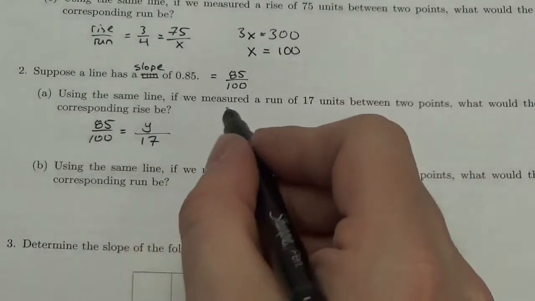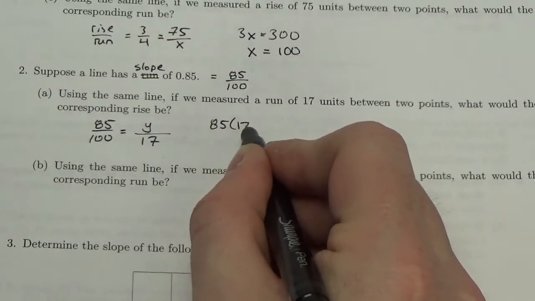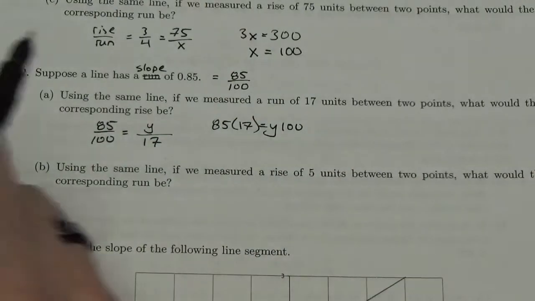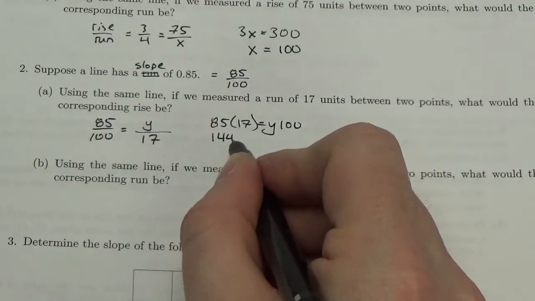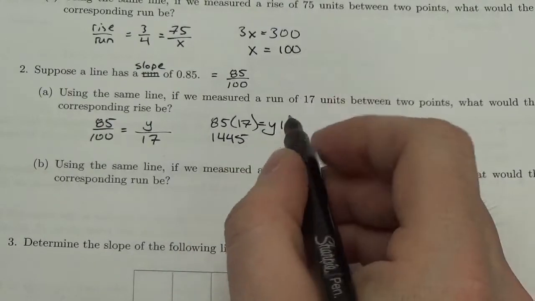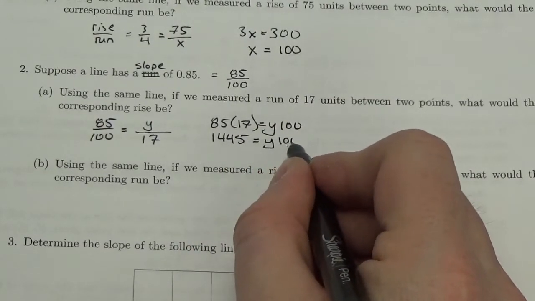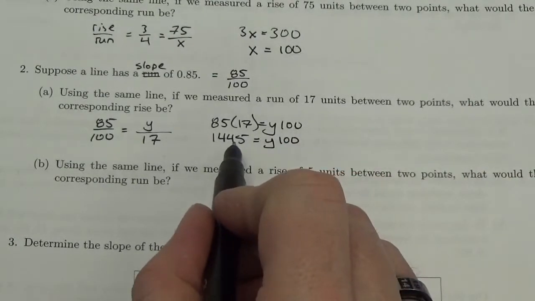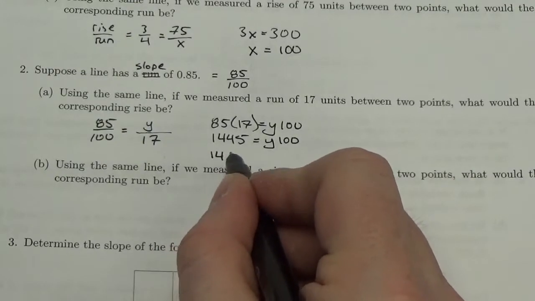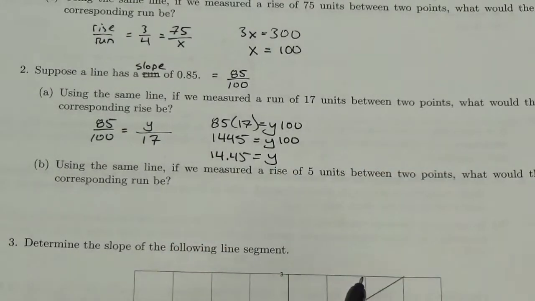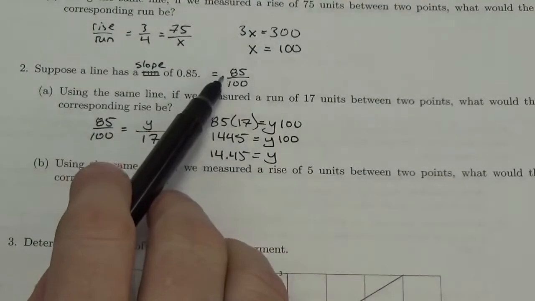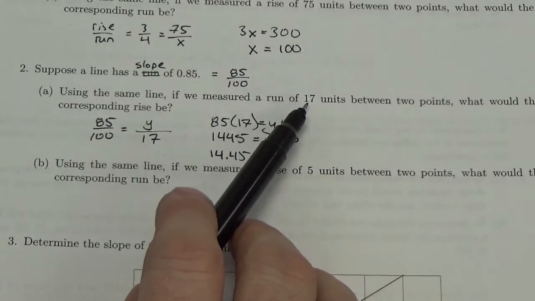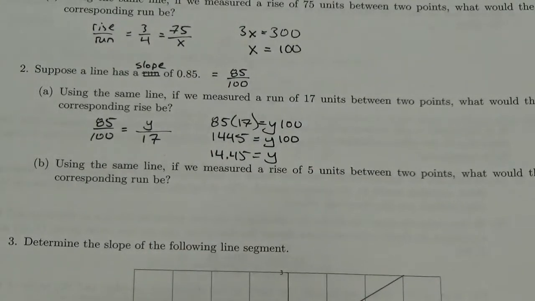But I cross multiply, so I'm going to get 85 multiplied by 17 should equal y multiplied by 100. Now let's figure out what 85 by 17 is. That's going to be 1445, so 1445 is equal to y multiplied by 100. And now I'm just going to divide by 100. And that's pretty easy because I'm just going to move the decimal 2 over. So this becomes 14.45 is equal to y. And that makes sense. When you look at your slope here, the rise is a little bit less than your run. So I would expect with a run of 17 that my rise would be a little bit less than that.